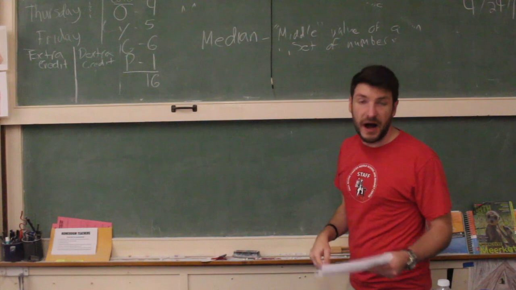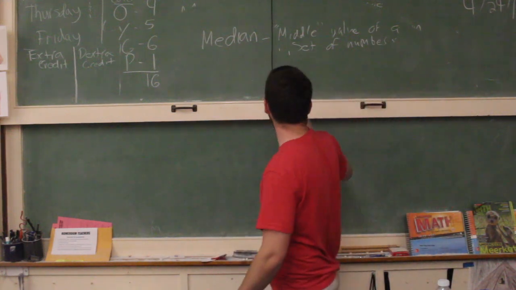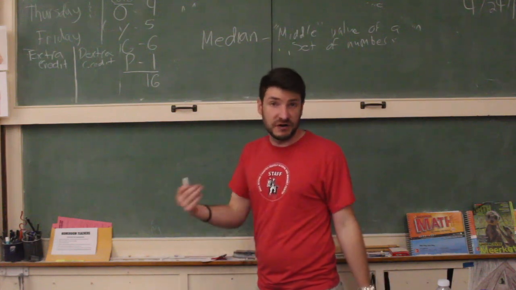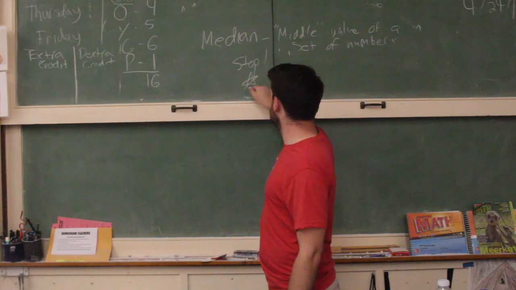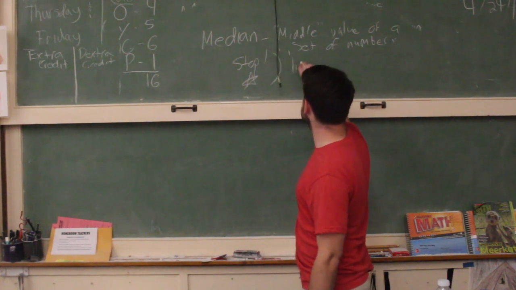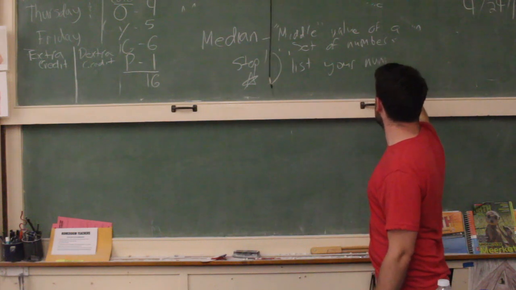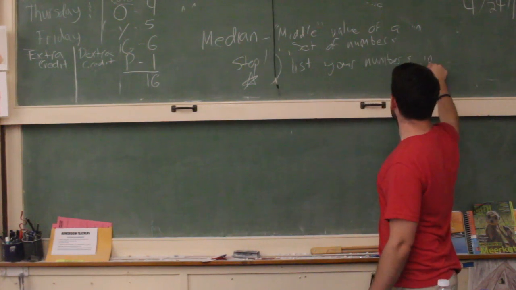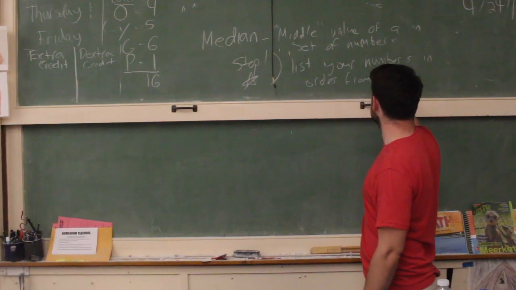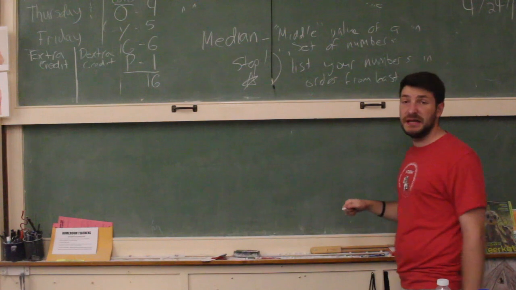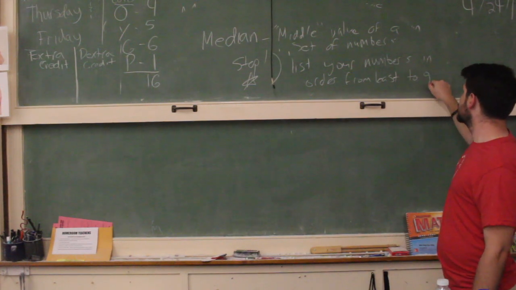There's a few ways to find the median, but the first thing we always need to do when we're finding the median of our set of numbers is step 1. I'm going to put this real important here. You need to list your numbers in order from least to greatest. This is where I see the biggest mistake when finding median: you forget to list your numbers first in order from least to greatest.